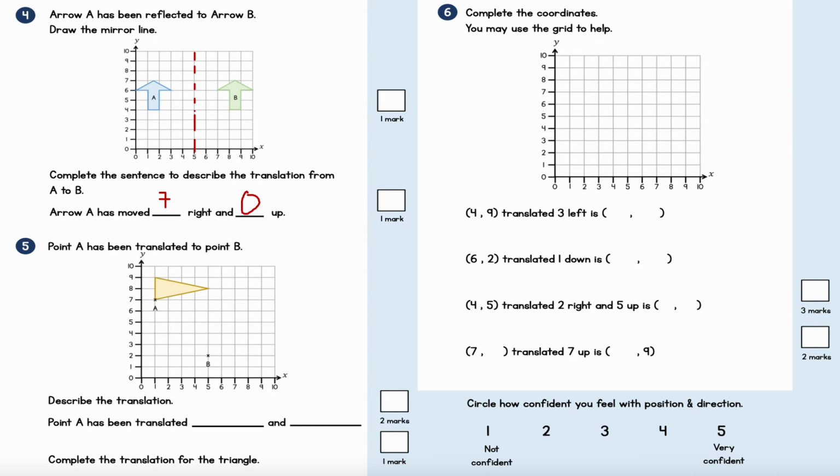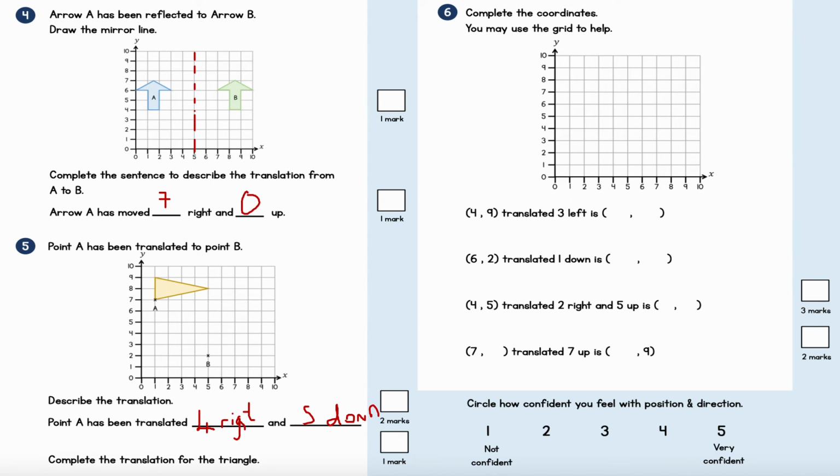This is question number 5, guys. Point A has been translated to point B. So describe the translation. It's gone 1, 2, 3, 4. So it's been translated 4 units to the right. And if you look here, it's gone 1, 2, 3, 4, 5 down.